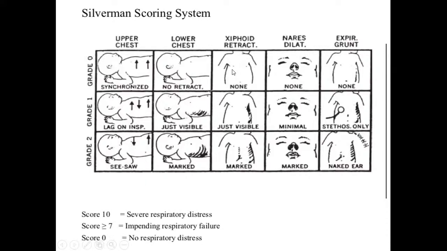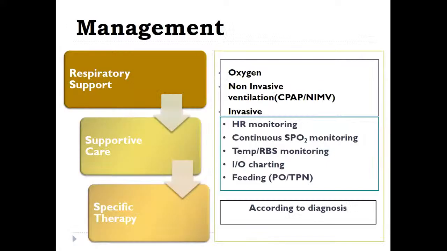For the lower chest and xiphoid retractions, you can see no retractions, just visible retractions, and marked retractions. The lower retraction doesn't mean it's below the nipple. We need to see from the side of the baby and imagine the mid-axillary line. Retractions coming below the mid-axillary line are usually associated with lower chest retractions. For nasal flaring, you can see minimal flaring and marked flaring. For the expiratory grunt, in grade 1 you can hear it only with the stethoscope. In grade 2, we can hear the grunt even without the stethoscope. So in this score, a higher score will suggest severe respiratory distress.